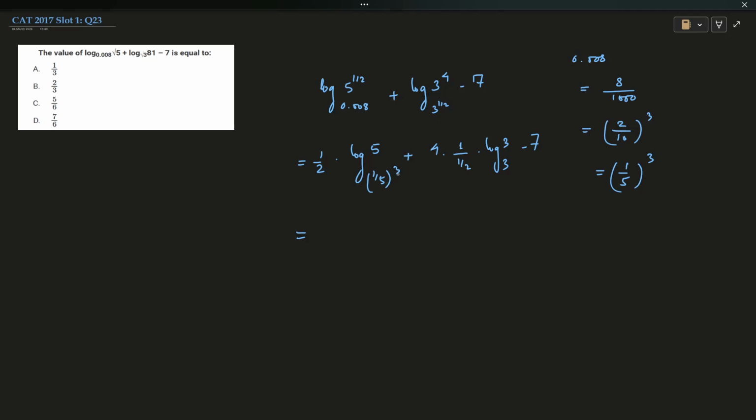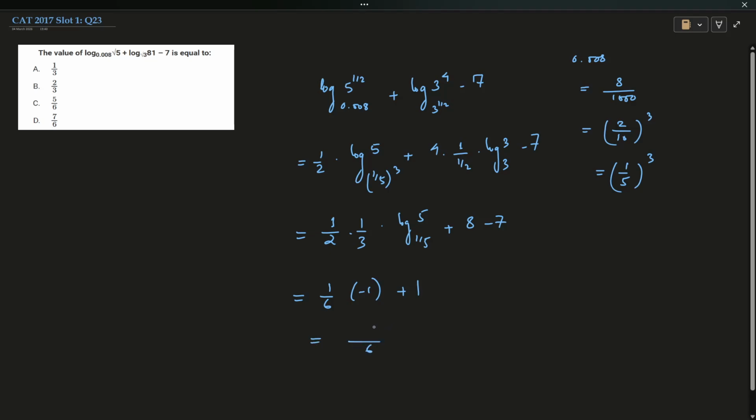Now this 3 will come outside, so 1 by 2 into 1 by 3. Log of 5 to the base 1 by 5 plus 8. Log 3 base 3 is 1 minus 7, 1 by 6. This will be minus 1 plus 1, right? So 5 by 6. Very easy question. So the correct answer will be option C.